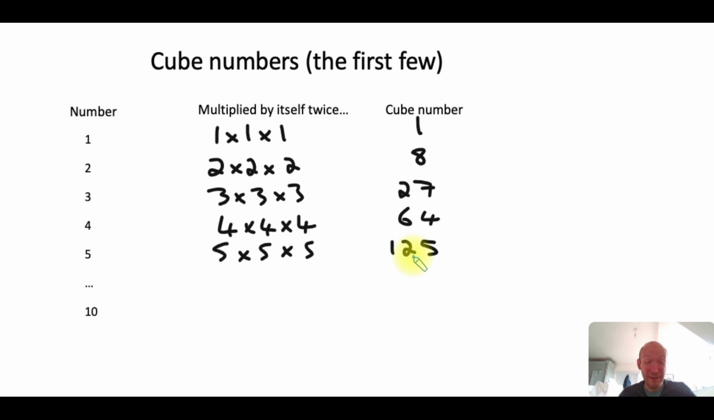Generally, those are the ones you have to learn. You could do 6 cubed, 7 cubed, 8 cubed, and so on. You don't really see those in exams. Occasionally I've seen 10 times 10 times 10, giving you 1,000 as a cube number.